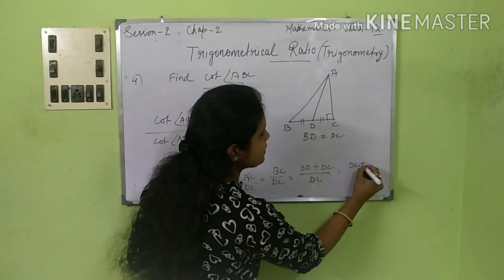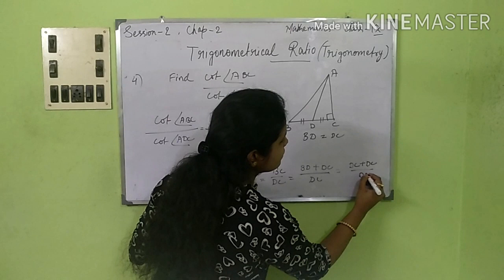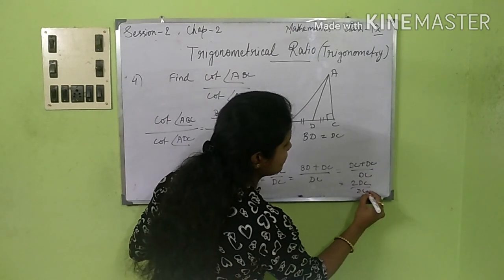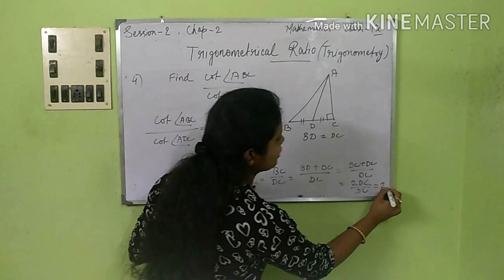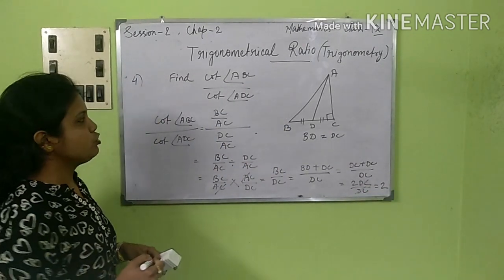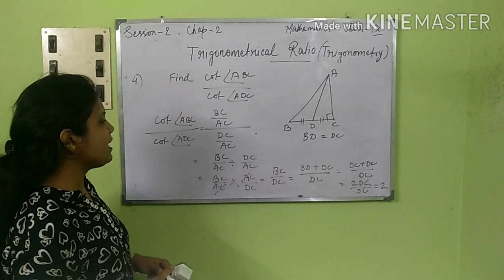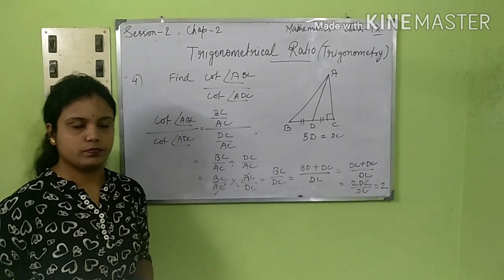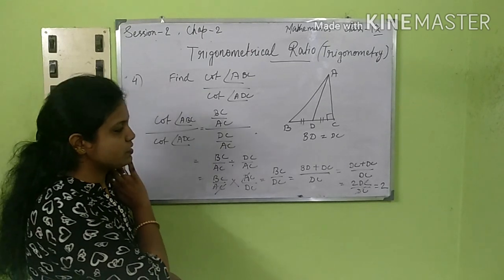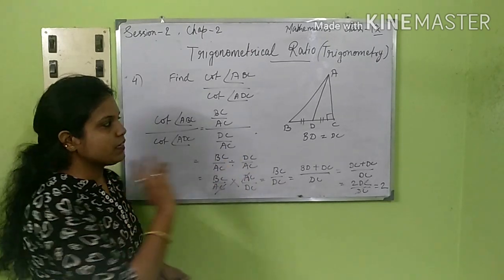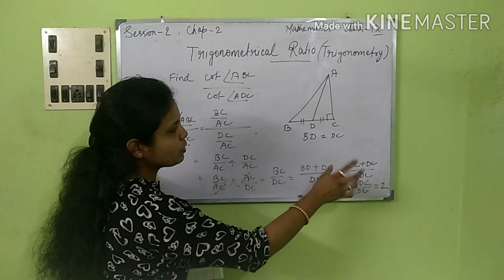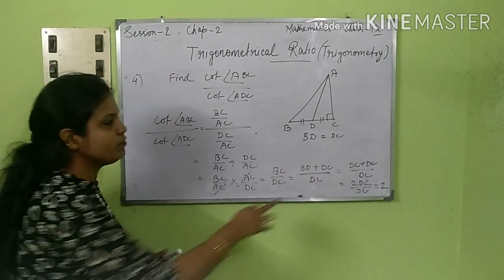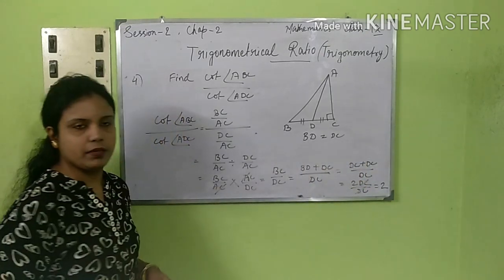That means DC plus DC by DC, that is giving you 2DC by DC. So DC is getting cancelled, you are getting the value as 2. So cot of angle ABC by cot of angle ADC is giving you the value of 2. Right? I hope it is very clear. Okay? Because just the condition is, you can write, since BD is equal to DC. This is only the condition for which this part is coming.